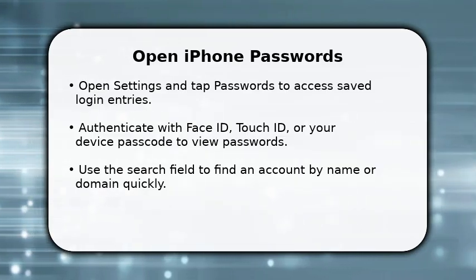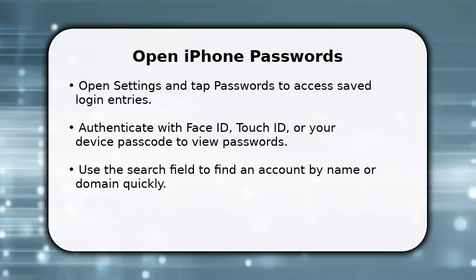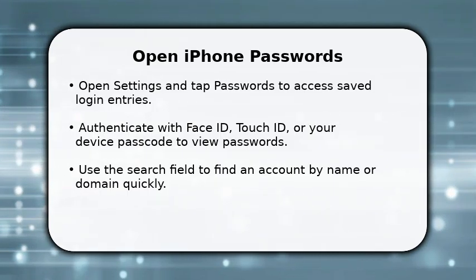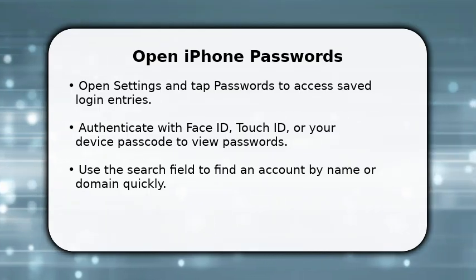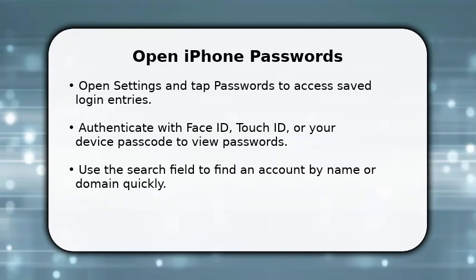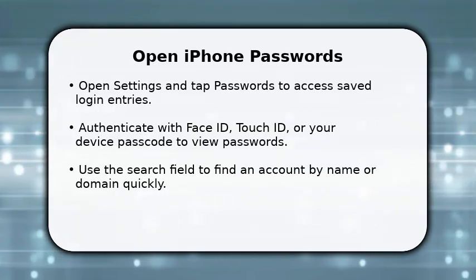Each entry shows the account name, username, and a hidden password field. Use the search field to find an account by name or domain quickly. Tap any entry to reveal the password, copy it, or edit stored details for accuracy and security.